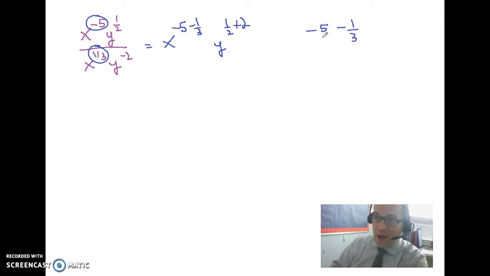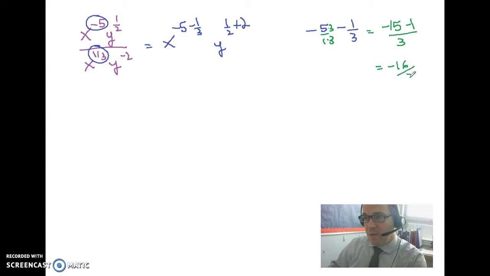And we do have to have a quick refresher on how to deal with adding and subtracting fractions. You do need a common denominator. This 5 is really 5 over 1. I need for these numbers to be the same. So I'll make this 3 times bigger, and that means this has to also be 3 times bigger. So my actual calculation will be negative 15 minus 1 all over 3, which is negative 16 over 3. So this x part is x to the negative 16/3.